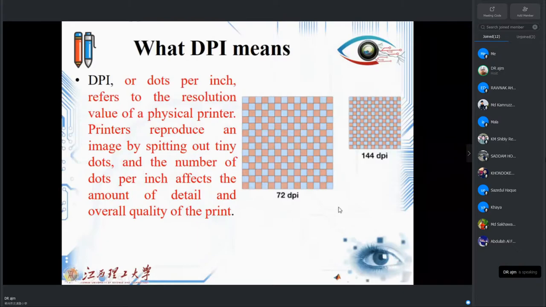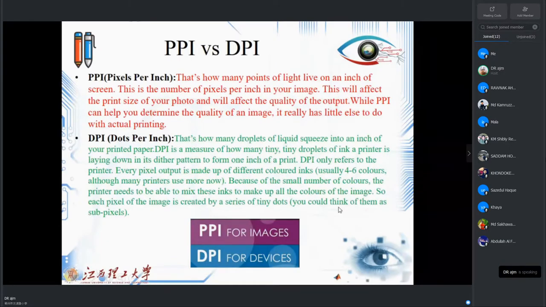But now we reach the point of knowing what the difference is between PPI and DPI. As I said, PPI is pixels per inch, that is how many points of light live in an inch of a screen.